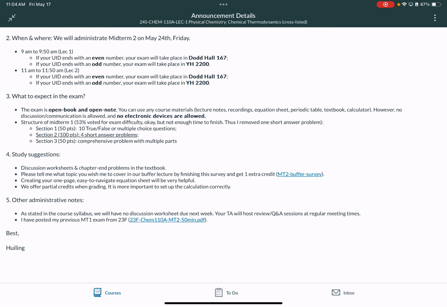All right. At the very end, we offer partial credit. So it's important for you to set up the calculation, more than getting the final answer right. Setting up the calculation is worth 50 to 70% of your grade, and getting the numeric answer is only the very last part. And next week you won't have any discussion worksheet. Your TA will tell you more information regarding what we're going to do for the last 2 discussion worksheets.